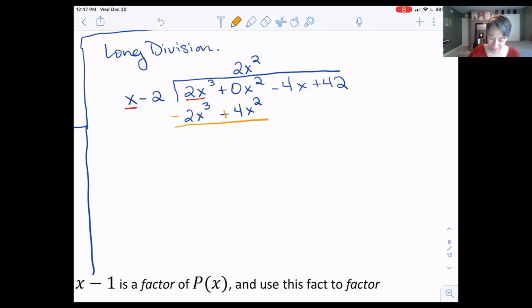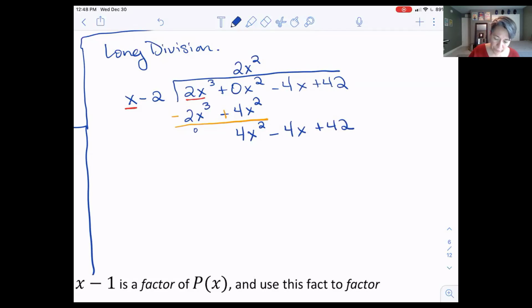That way we don't forget. So if we've done it right, our first two terms would add up to 0, which they do. So those are gone. Our next two terms give us a 4x squared. And then we keep going. So we can bring down our other guys, negative 4x and plus 42.